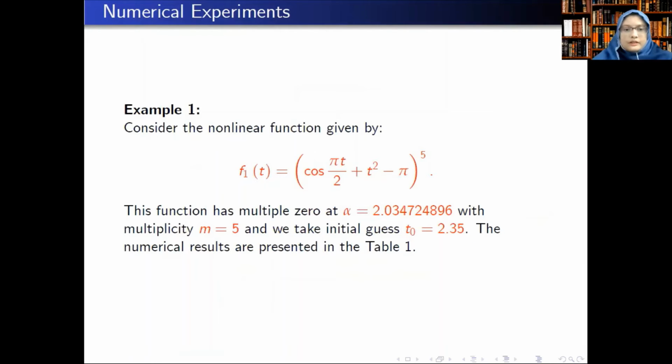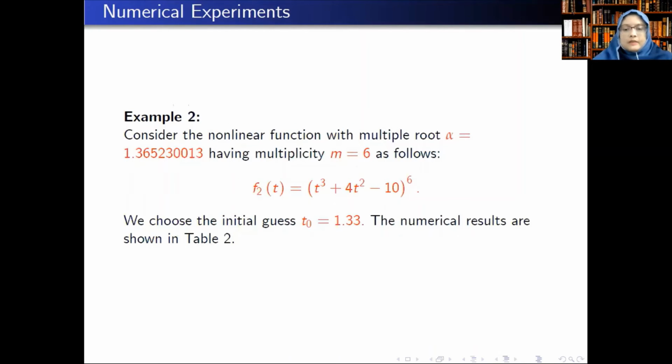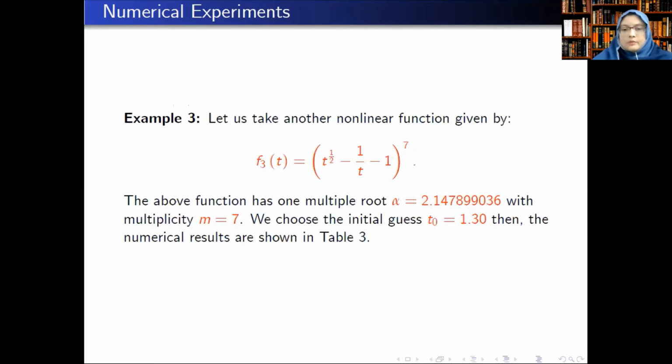For the sake of comparison, we take nonlinear standard test functions, in which the first example involves the trigonometric cosine function. It has a multiple zero alpha at, you can see here, 2.034 and so on, with multiplicity 5, and we take the initial guess as 2.35. Then in example 2, we have a polynomial, and it has also a multiple root of multiplicity 6. We take the initial guess to be 1.33. The results of example 1 and example 2 will be displayed in tables 1 and 2.